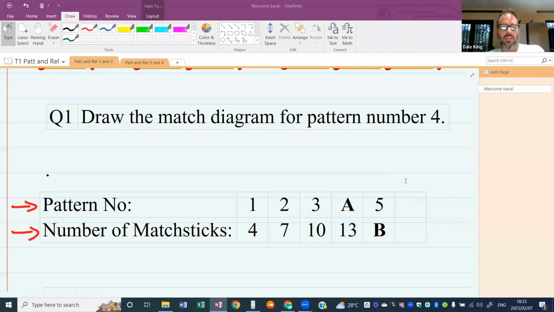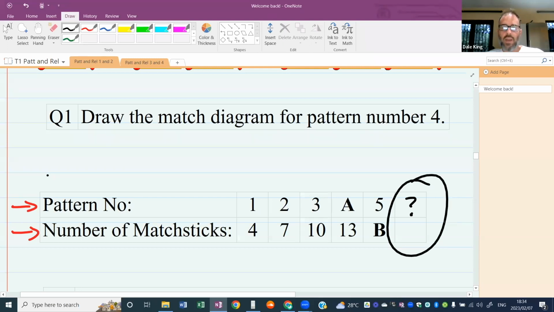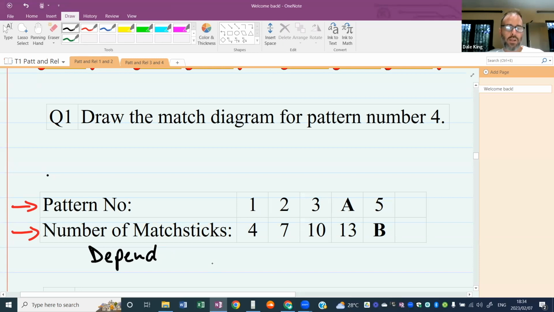What that means is that one of these numbers relies on the other one. You can't have, for example, the matchsticks here if you don't have a pattern number over here. If you just have a question mark for this last column and you don't put a value in there, I can't tell you how many matchsticks you've got. To determine the number of matchsticks, you have to give me the pattern number. I can only work out the matchsticks if you give me the pattern number. So the number of matchsticks depends on the pattern number, which means it's the dependent. You can't get the number of matchsticks without knowing the pattern number. They depend on it. So it's the dependent.